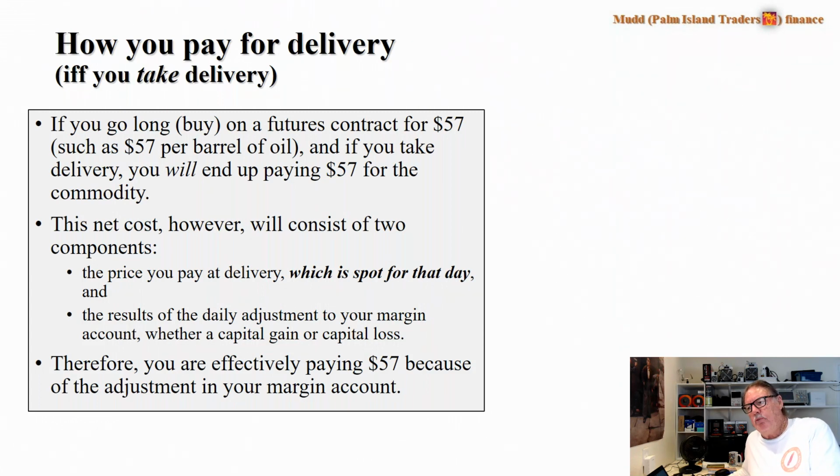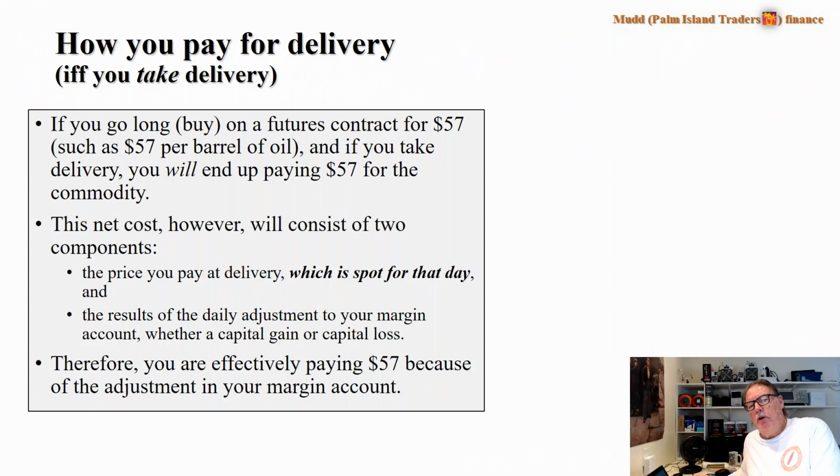That net cost will consist of two components. One, the price you pay at delivery, which is actually spot for that day, the same as everyone else. You're not given a special price of any kind. You don't have a contract to actually accept the oil for, say, $57 instead of $59. But also the result of the daily adjustment to your margin account, whether a capital gain or capital loss. So therefore, you pay the spot price, whatever it happens to be on that day.